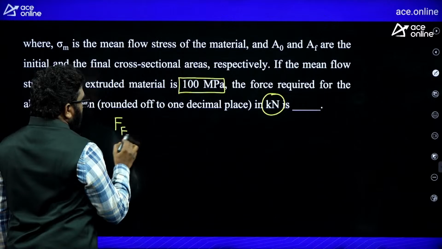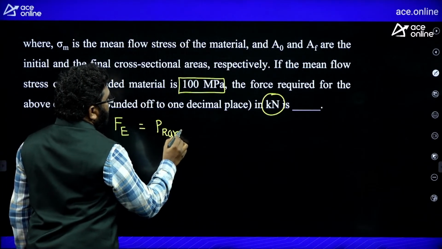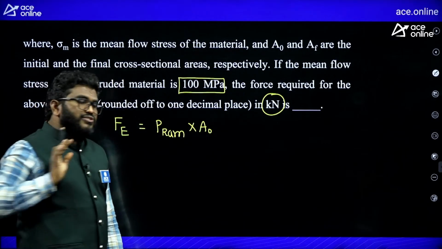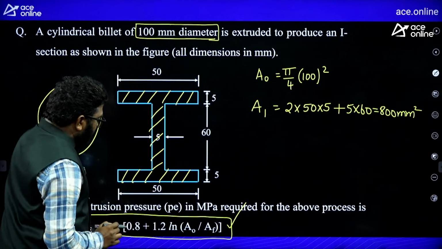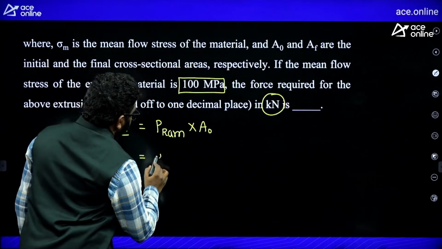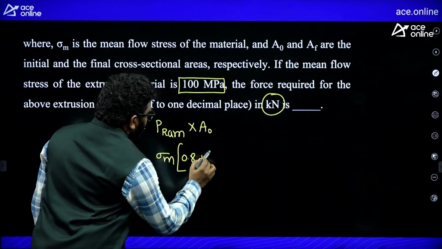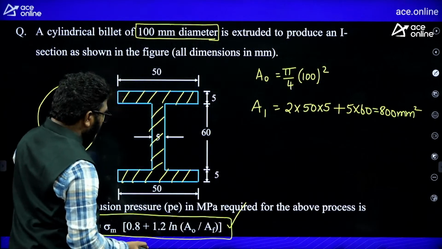See, remember, extrusion force is equal to extrusion pressure or ram pressure into initial area A0, because we are applying force to the initial billet material. What is the formula given for ram pressure? Sigma m into 0.8 plus 1.2 ln A0 by AF.